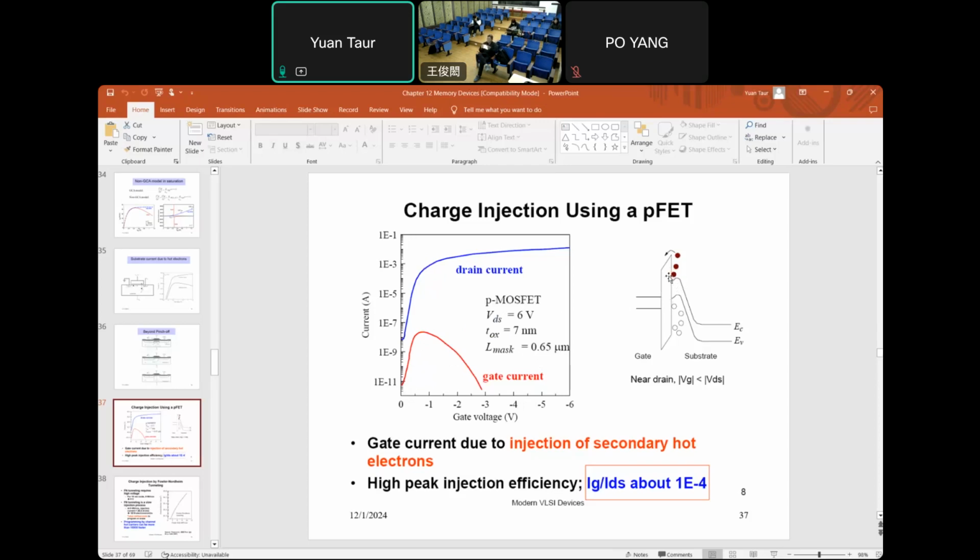The holes will generate electron and hole pairs. In this case, the electron will be attracted toward the gate, because for a PFET, the vertical field is reversed. For NFET, the vertical field does not encourage the electron to go into the gate. For PFET, the vertical field is such that it encourages the electron going into the gate. So once you have enough holes to generate electrons here, it produces a large gate current. So now the efficiency is 10 to the minus 4, much higher than the NFET case.